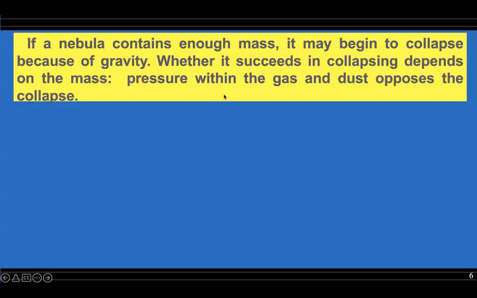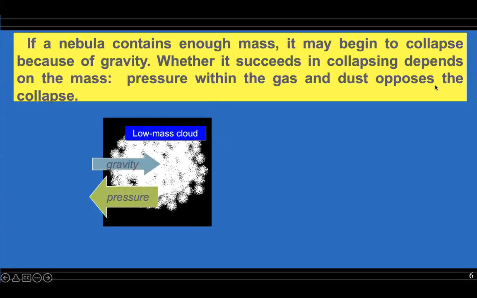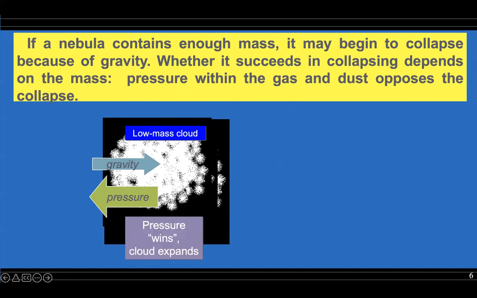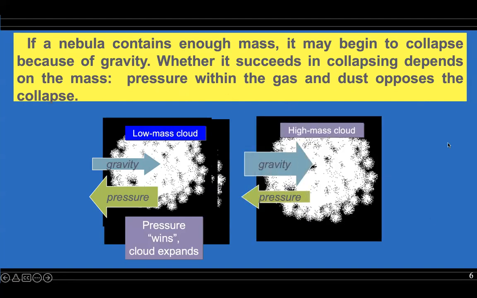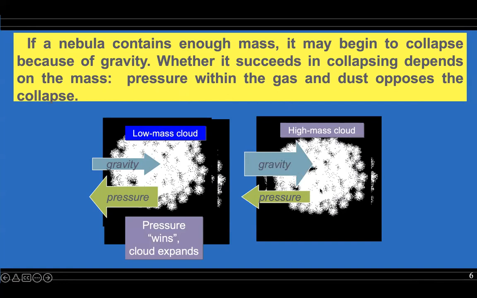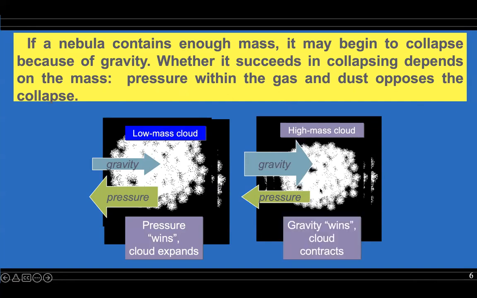So, if a nebula contains enough mass, it begins to collapse under gravity. And whether it succeeds in collapsing depends on the mass and the pressure within the gas and the dust which oppose the collapse. So here you have a low mass cloud, the gravity is low, the pressure inside is high, so the pressure wins and the cloud will not collapse. While in the second cartoon which I have here, you have a high mass cloud and the gravity is large, pressure is low, and the cloud collapses to form stars. Gravity wins and the cloud contracts.